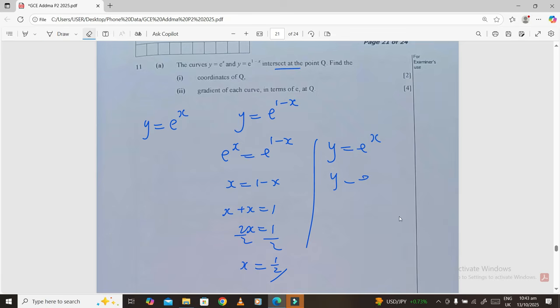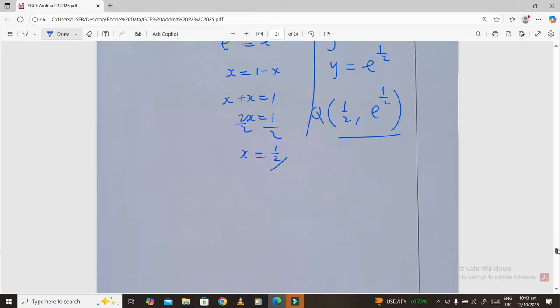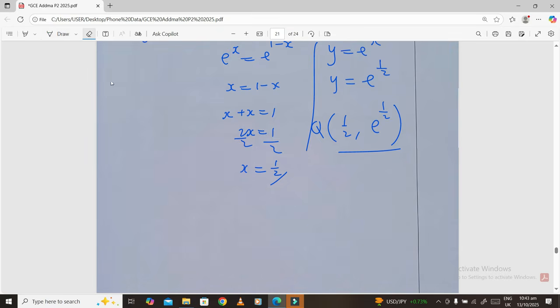Okay, let me write properly. So here, y is equal to e power 1 over 2. So the coordinates at q are 1 over 2 comma e power 1 over 2. So these are the coordinates. And then for the gradient of each, so for the gradient to be found, we're simply going to say, let me start with the first one.